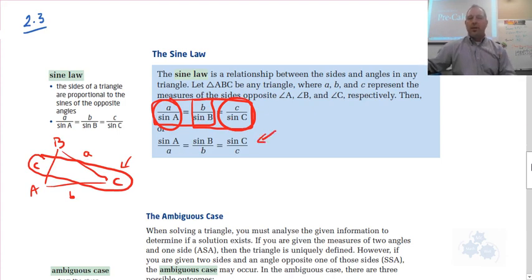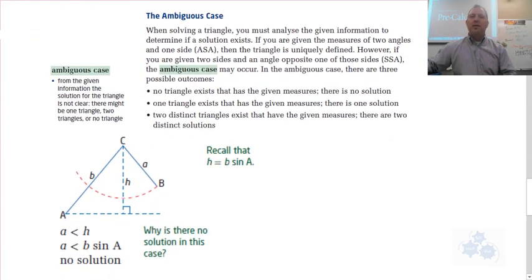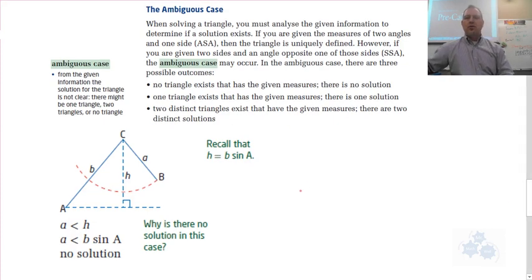That's the sine law. The tough part about this section, I think, was the ambiguous case. If you remember the ambiguous case, that is if you are given certain parts of a triangle, you have a certain angle here, you have this side here, and then you have the following side here, you are asked to determine whether this actually forms a triangle or not.